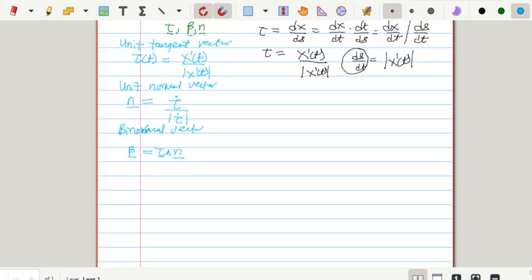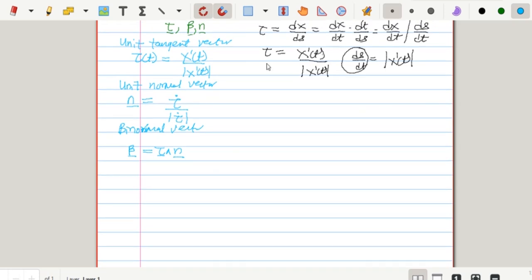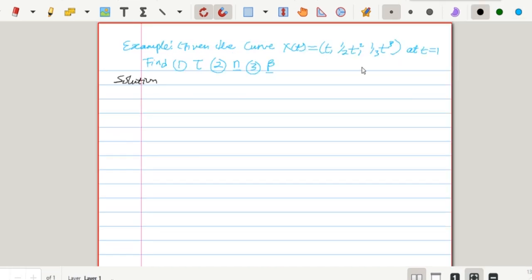So these are the component vectors, and these formulas are very, very important. Now we are going to be solving an example briefly to employ these formulas. All right, we have an example here. Given the curve x of t equal to t, one half t squared, one third t cubed, at the point t equal to 1, we have to find the tangent vector, the normal vector and the binormal vector respectively.